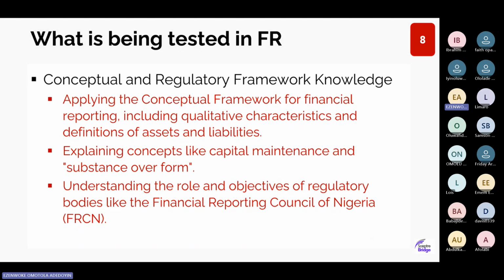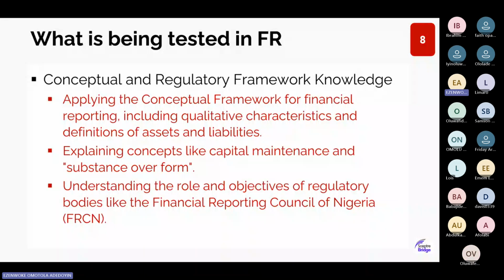So when you're learning those standards, don't just learn the computational part. Understand the spirit behind the standard, the definitions of the different elements of the standard, what they mean, and what the guidelines in the standard are. Also, of course, the regulatory framework is very important: the Financial Reporting Council of Nigeria. What are their rules and objectives? These are just examples, but in your chapter 1, you get to see this a lot. So pay attention. I know it might be boring because it's not calculation, but at your level it is important.